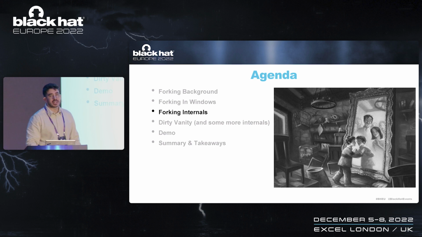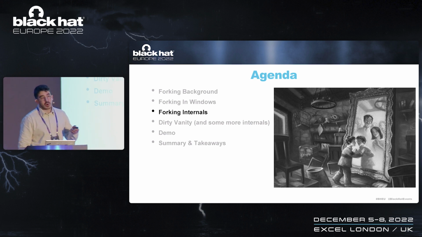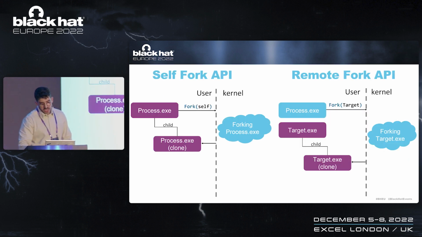So we moved along basic lines of forking usages and abuse, and a common abuse in Windows. Let's go into forking internals. Forking has, as we saw, a point of power in the system and can allow us to manipulate the system. Before diving into forking internals, let's distinguish between two forking types, the self-fork and the remote fork.